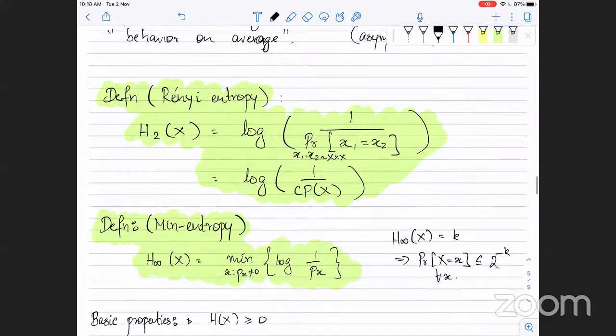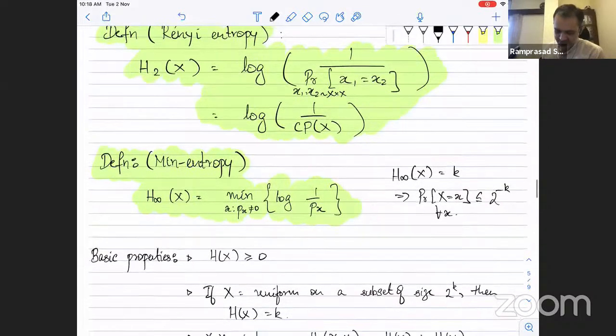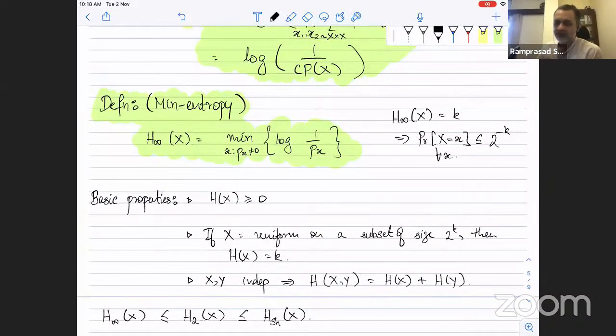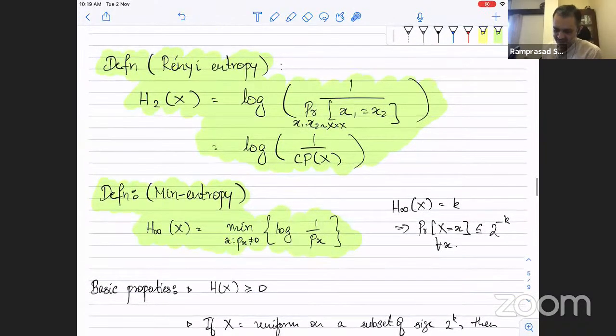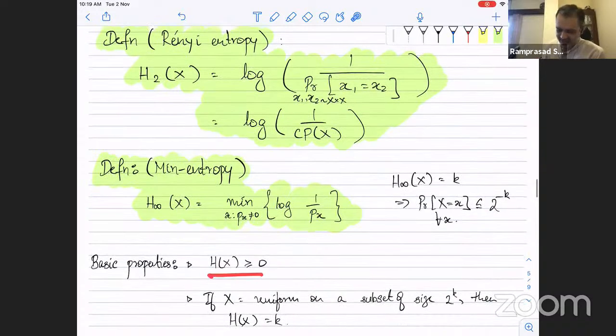To get a better sense, let me start off with some basic properties of all of these entropies, and then talk about them separately. The first thing is that all of these numbers, even though they might look like they involve weird logs, are logs of 1 over a probability, so they are non-negative. So H of X will always be greater than or equal to 0 for all of these definitions. And in fact, it is equal to 0 only when X has singleton support.